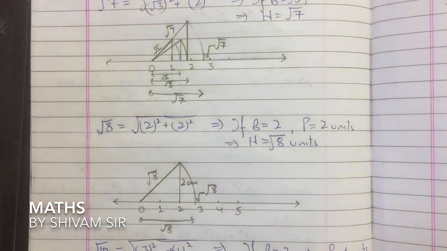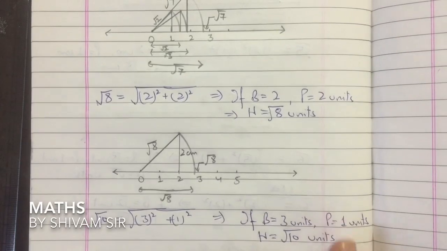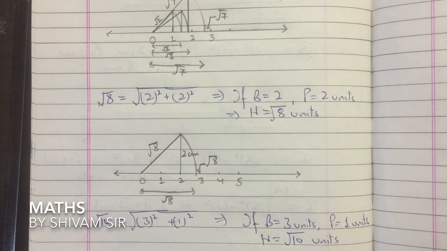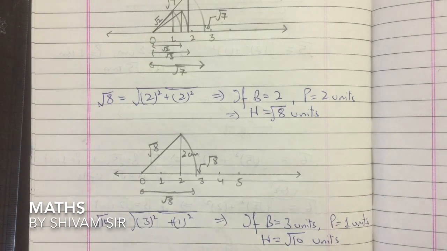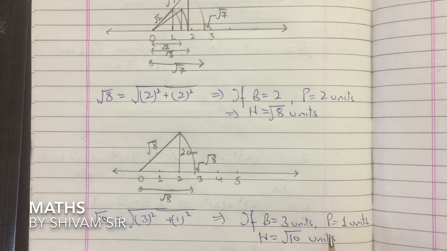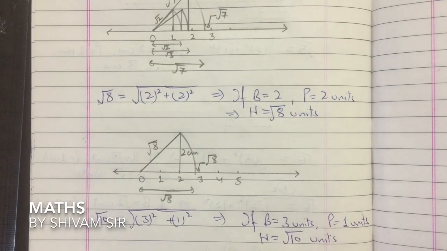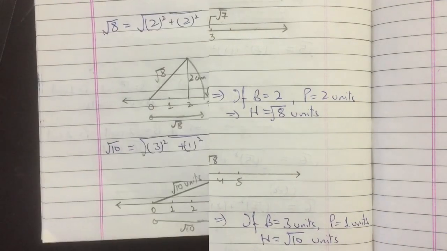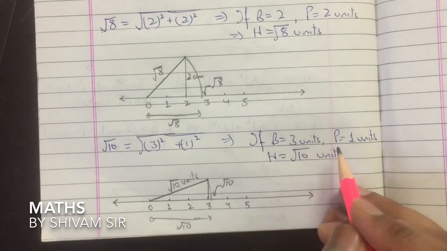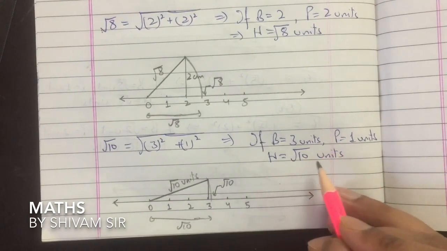Similarly root 10. Root 10 can be broken down as root of 3 square plus 1 square. 3 square is 9 and 1 square is 1, so 9 plus 1 is 10. So take base of 3 units, perpendicular of 1 unit. So the hypotenuse so obtained will be of root 10 units.